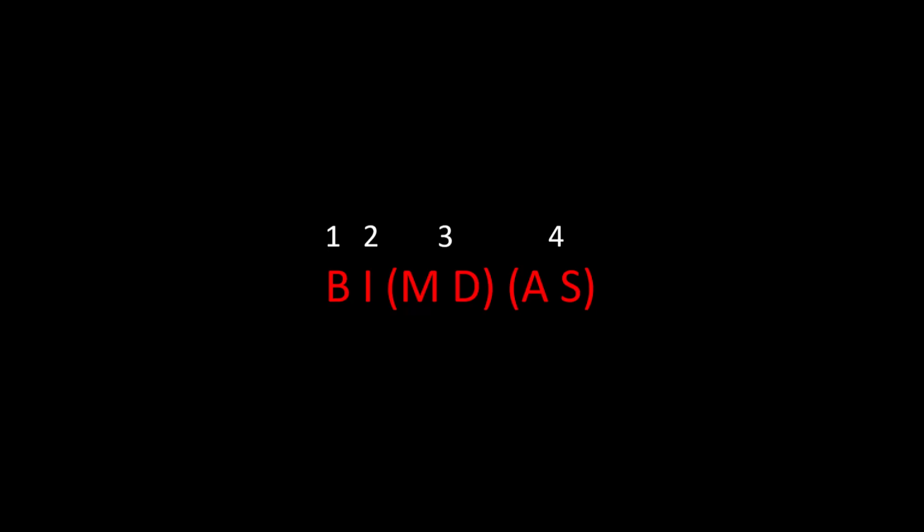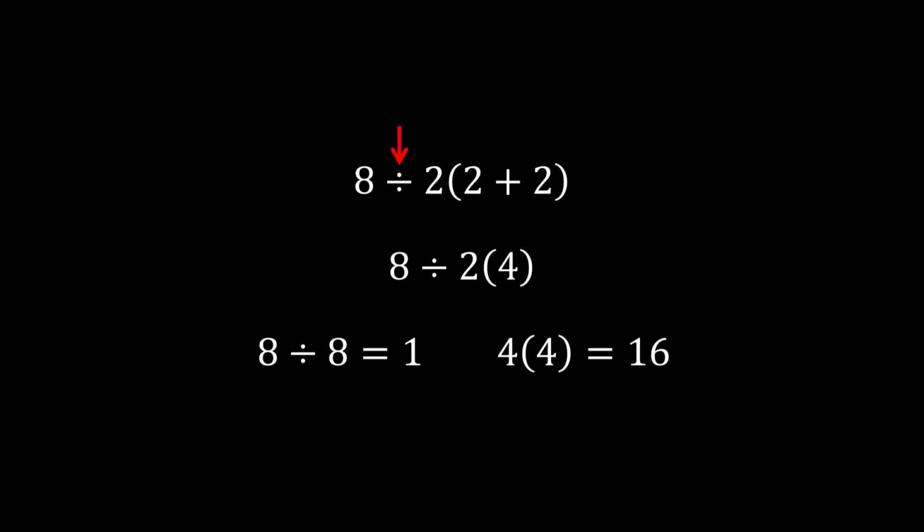Plot twist. Multiplication and division do not in fact take precedence over one another, so if they appear in a string then they should be evaluated in the order that they're written. This is the same for addition and subtraction. BIMDAS and BIDMAS should actually be written something like this. So is that the answer to the problem then? The division appears first, so the answer is 16? No, because this equation is flawed at a very fundamental level.